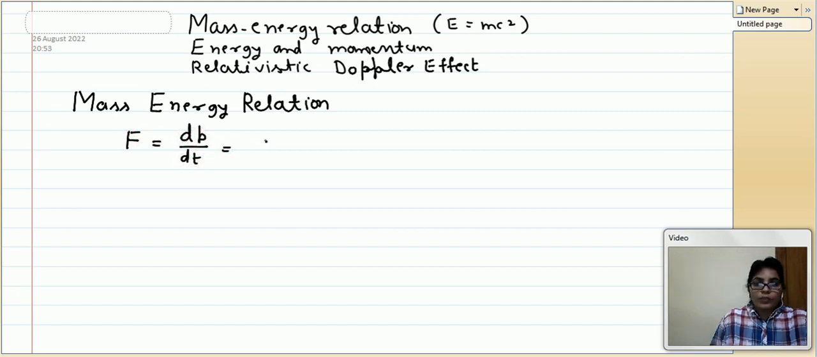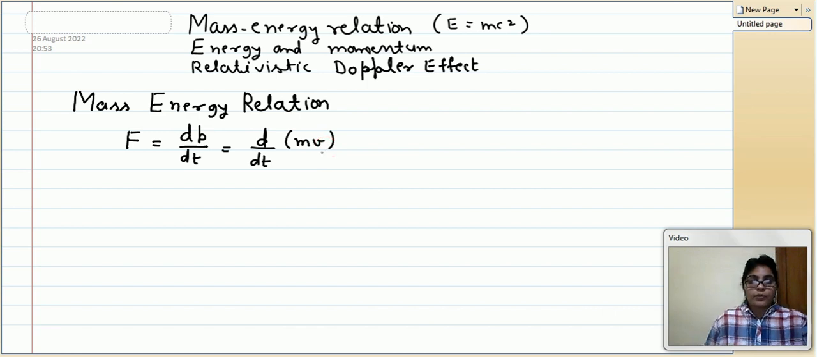And then we know that p is equal to linear momentum, which is mv. Generally we put m as constant and then we write it as m into dv by dt. But here because we are using the relativistic condition, m will not be a constant, and therefore we will write it as dm by dt into v plus m into dv by dt.